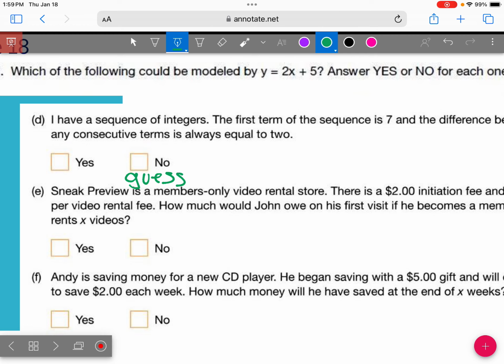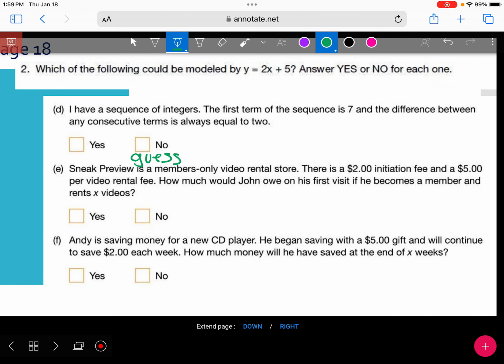Okay, so we're guessing no on D. Any other instincts we have on some of these? E is no? Why is E no? So you think like, it says 5 per deal. So that would be like a 5X. I'm with you. 100% I agree. Because there's a $2 fee and it's $5 per rental. So this would be 5X plus 2, which is close, but it is not 2X plus 5. I'm with you.